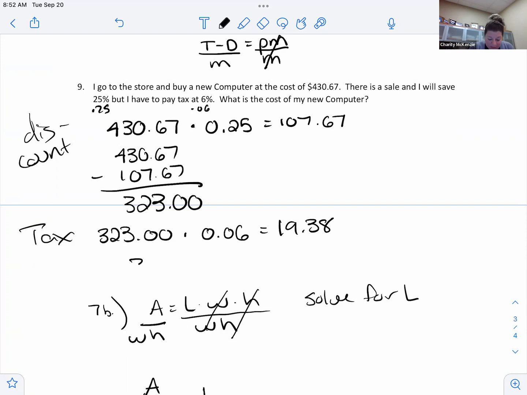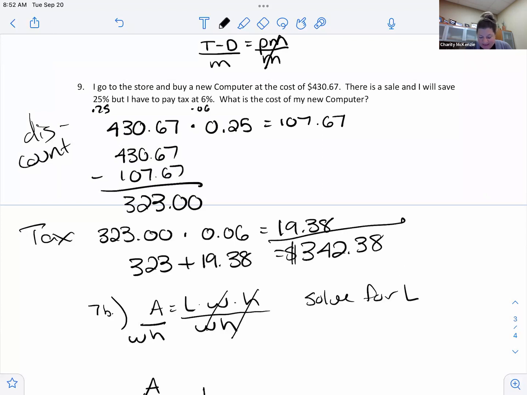So we were at $323. Now I have to add $19.38. So add that to 323, and I get a new total of $342.38. And this is my solution. Okay. That's the cost of my new computer.